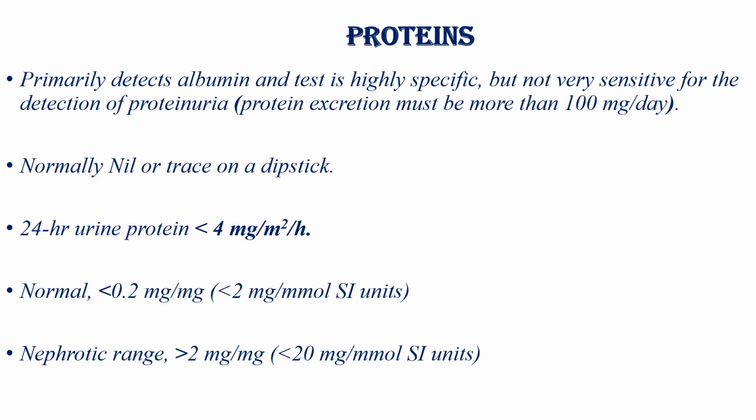The other component of urine analysis is protein. This primarily detects albumin, and the test is highly specific but not very sensitive for the detection of proteinuria. Protein excretion must be more than 100 mg per day to be detected. Normally, nil or trace on dipstick. 24-hour urine protein is less than 4 mg per meter square per hour, and the protein-creatinine ratio is less than 0.2 mg per milligram. Nephrotic range proteinuria is said to be there if it is greater than 2 mg per milligram.